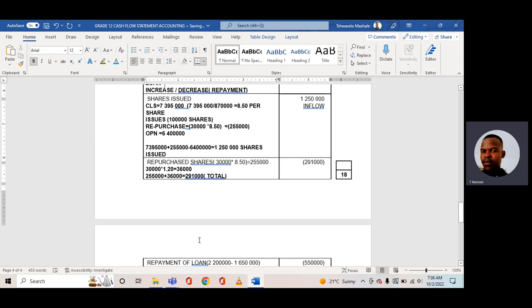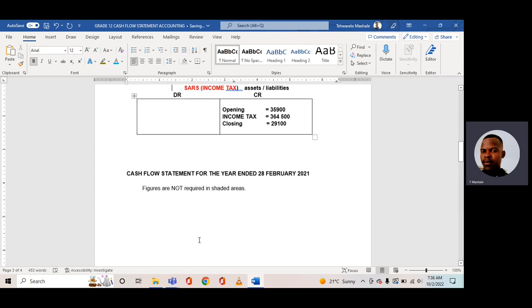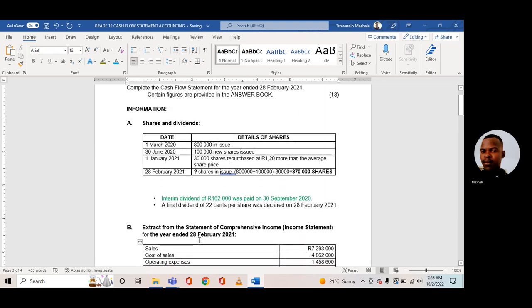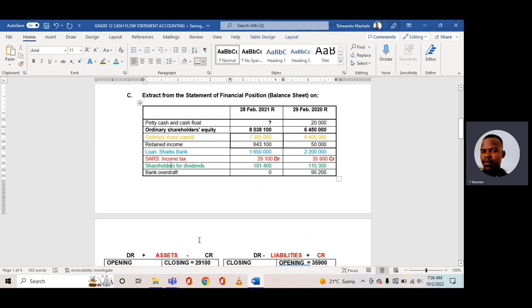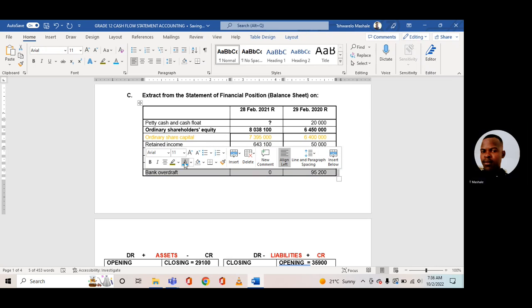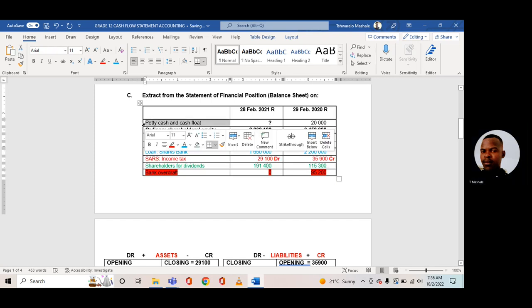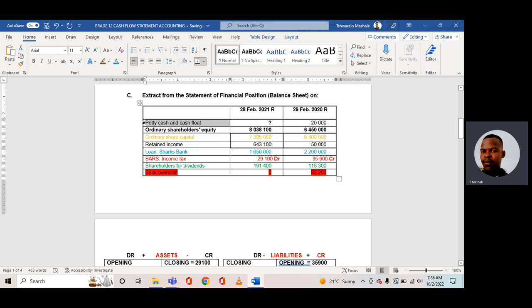So in this activity, let's go and check. Do we have the cash and cash equivalent? So our information here says that we have a statement of financial position. We have our bank overdraft here, and then we have our petty cash here. They form part of our cash and cash equivalent. So we're going to use these two to calculate our closing balance.